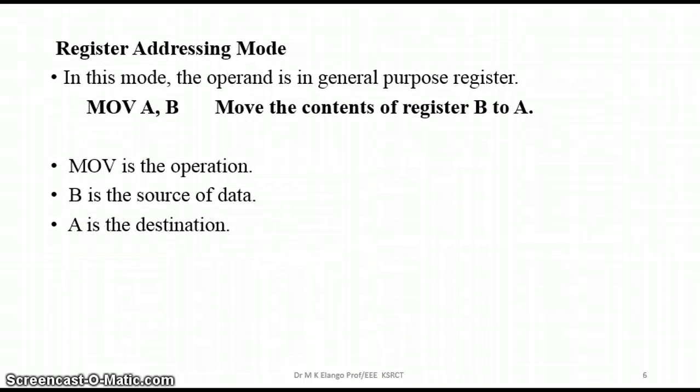The second one, register addressing mode instruction. In this mode, registers are used to store the data. In this mode, the operand is in a general purpose register. Example: MOV A, B, move the contents of register B to A. Here MOV is the operation, B is the source of data, and A is the destination.